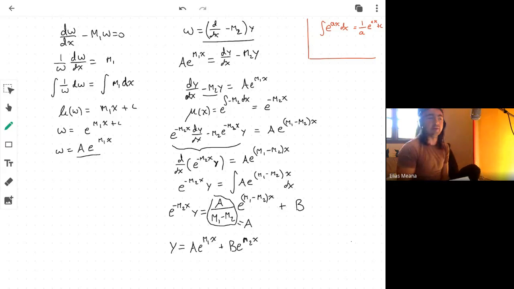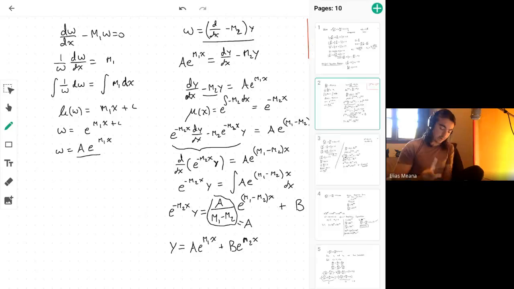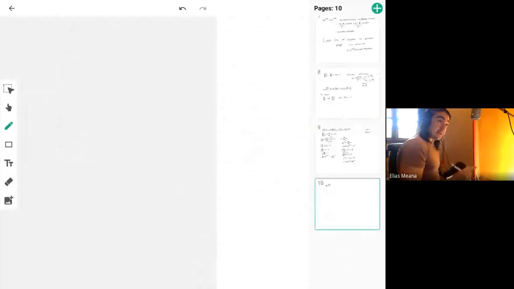So this derivation was secretly using the fact that m1 and m2 were different. They don't have to be one greater than the other, or both real, or both imaginary, but they have to be different. Otherwise, this derivation doesn't work. So that general solution, a e to the m1x plus b e to the m2x, only works if m1 and m2 are different. All right? Make sense? Yes. Okay.